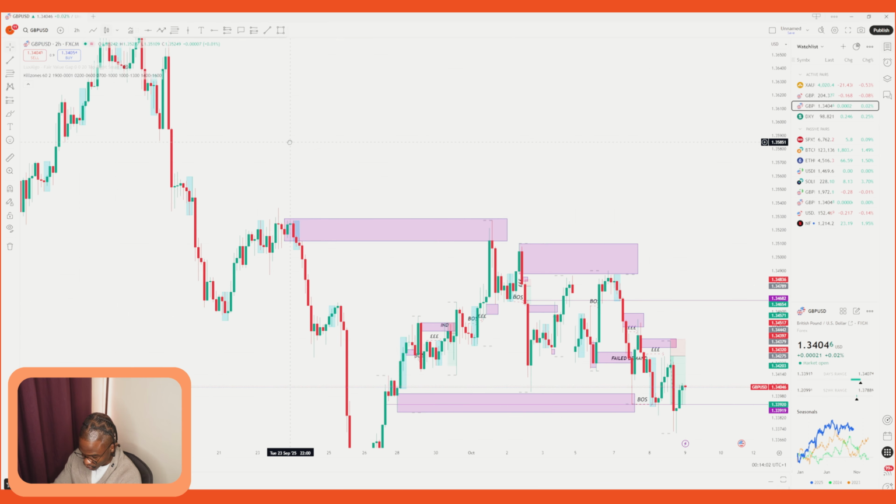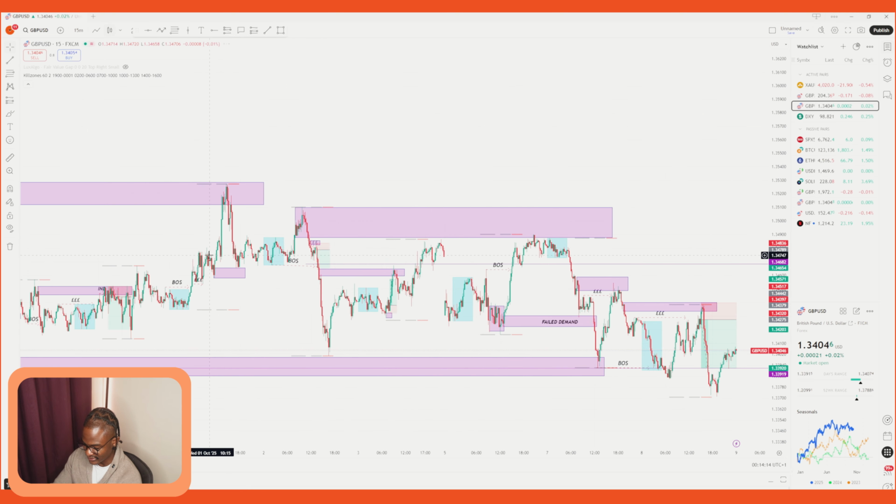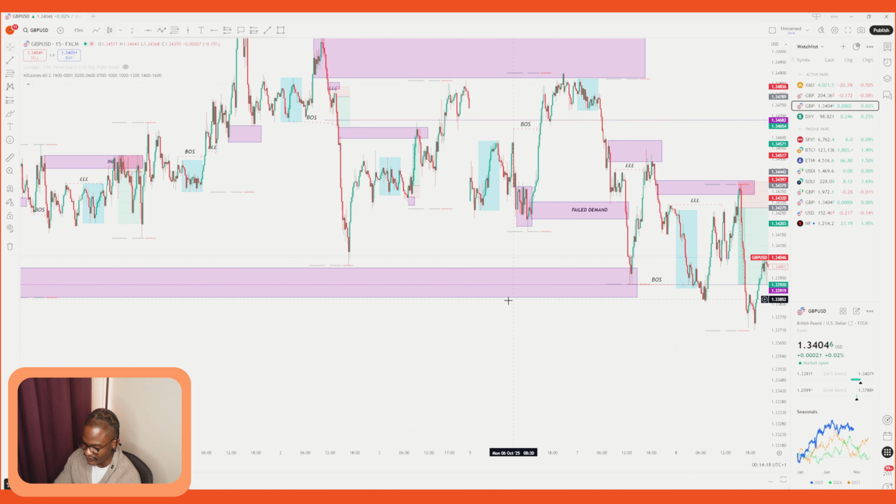So also, kill zones don't matter much on the bigger time frame, but that is why I'm taking you guys into my territory now, which is the tinier time frames. This is where I play now, right? This is the 15-minute time frame.